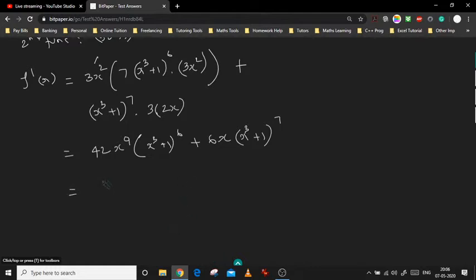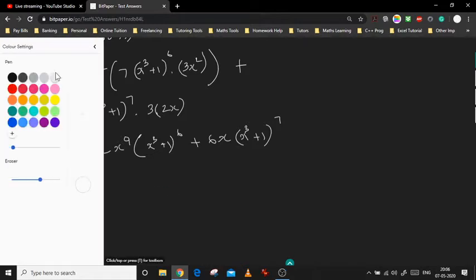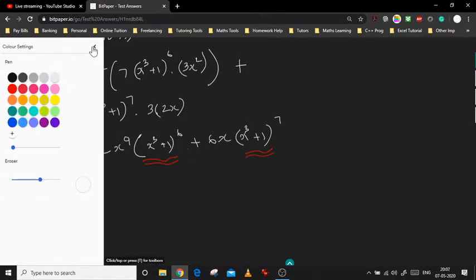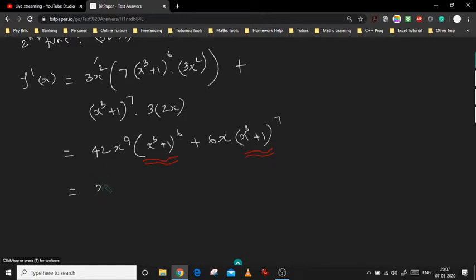So we can factor out the (x cube plus 1) power 6 from both terms. Here also we can see that we have the (x cube plus 1) term in both, so we can factor out that. Doing so, I can factor out the (x cube plus 1) power 6.